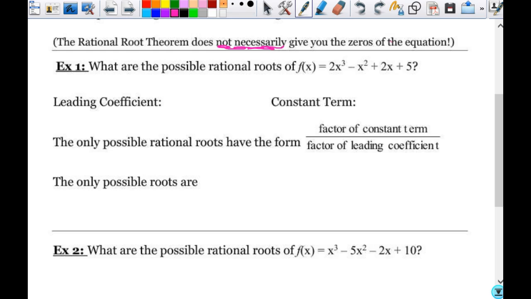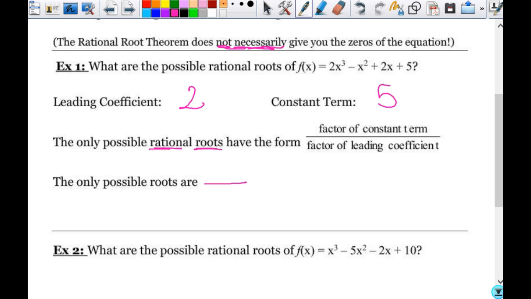Okay. So our leading coefficient in this polynomial is what? 2. The constant term is what? 5. Really hard questions, right? All right. So the only possible rational roots, remember, it's not going to give us all of them, have the form: the factors of the constant term over the factors of the leading coefficient. I highly suggest that whatever you have, I would only not do what I'm about to do if the leading coefficient happened to be 1, and we'll look at one of those.